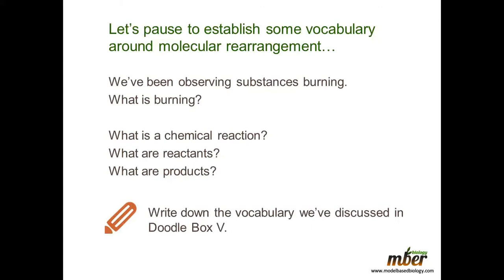Actually, you're going to put the vocab in Doodle Box U, and then in V, you're going to use those terms to answer the questions in Doodle Box V, to fully describe your observations of energy before, during, and after the reaction, and where it comes from. Use those words, chemical reaction, reactants, and products, to fully describe Doodle Box V. You can put me on pause and do that now.